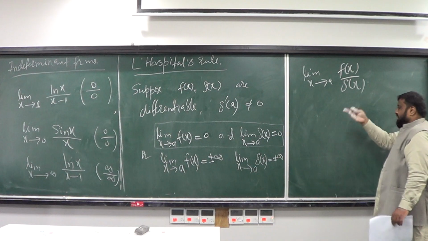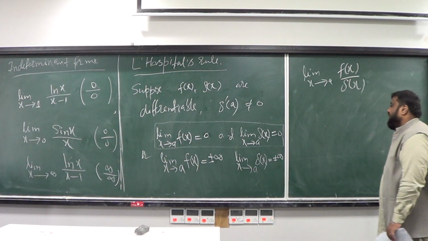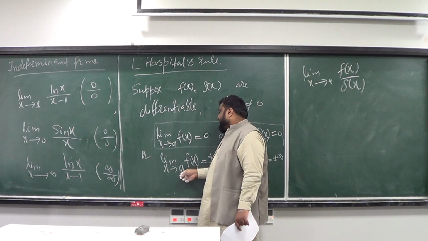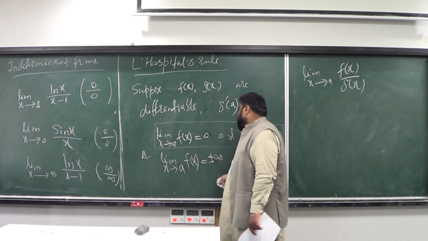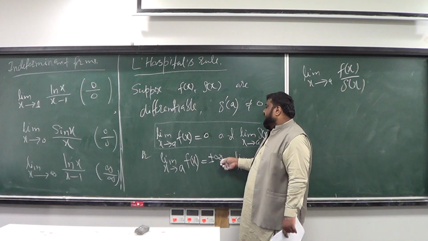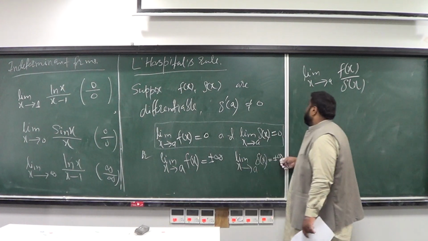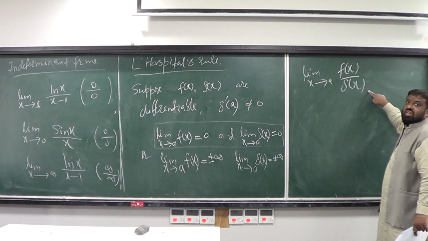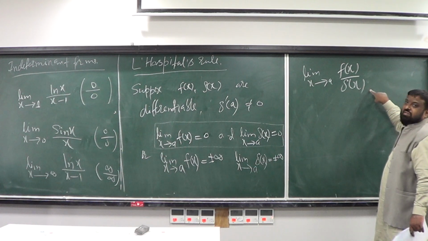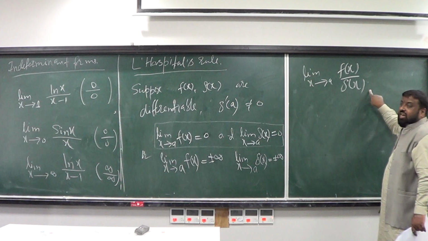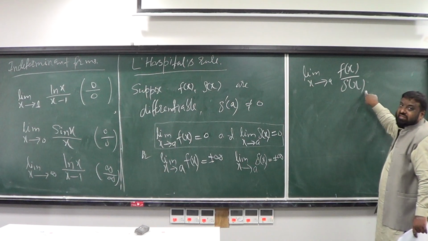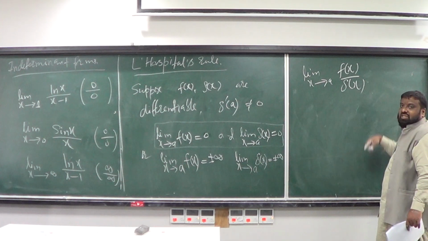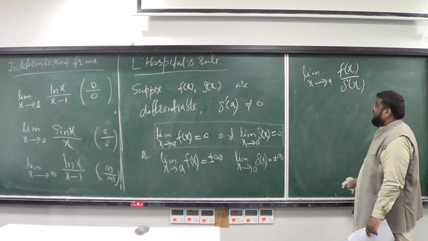Let's talk first about the other possibility. The other possibility could be that you have the limit as x goes to a of f of x as plus infinity and the limit of g of x is also plus infinity. Then this would be infinity by infinity, or negative infinity by negative infinity, or positive infinity by negative infinity, or negative infinity by positive infinity. So you're going to have a lot of crazy things.